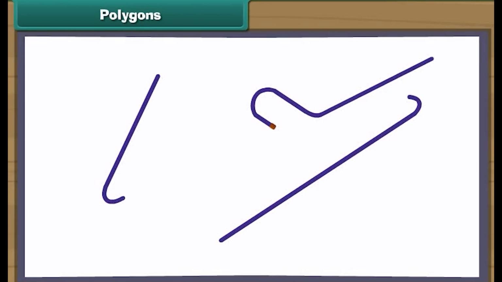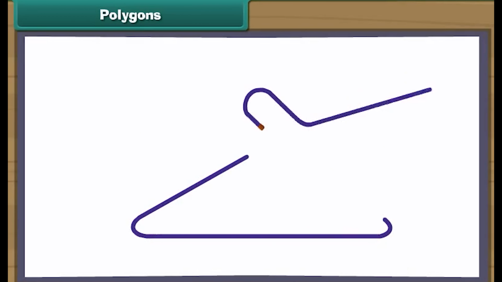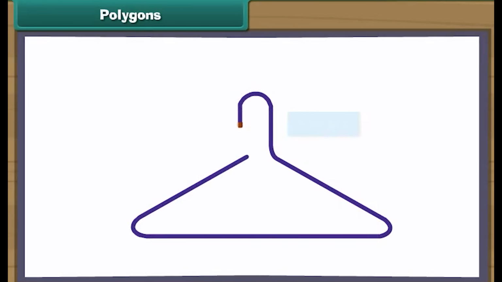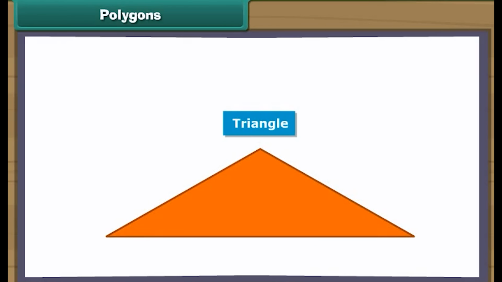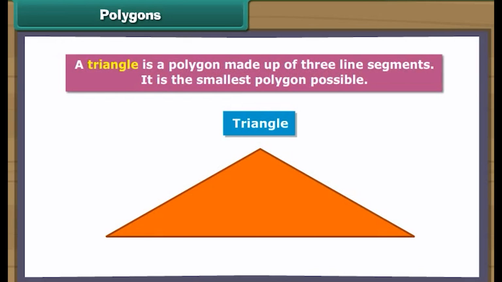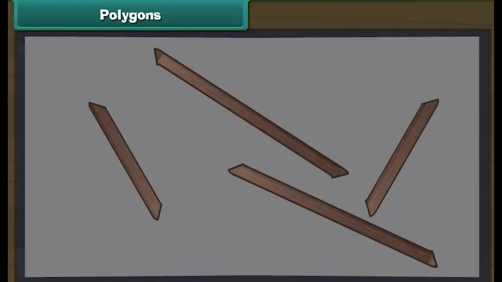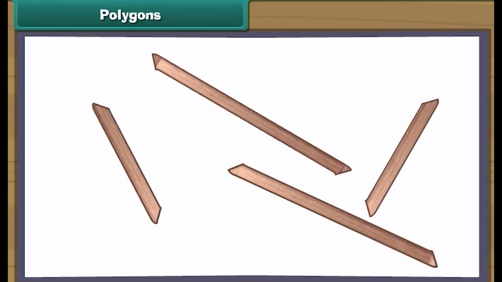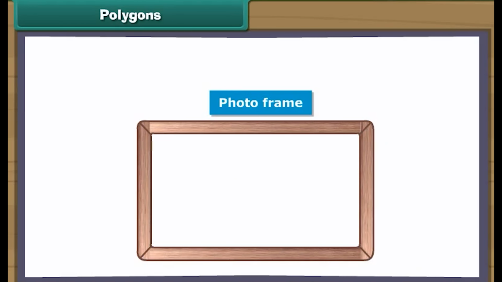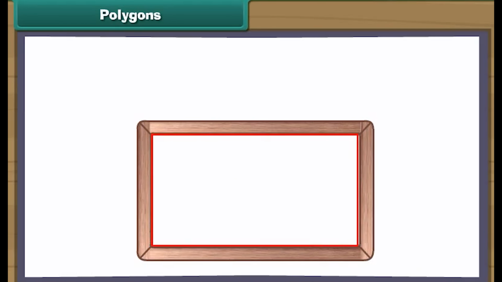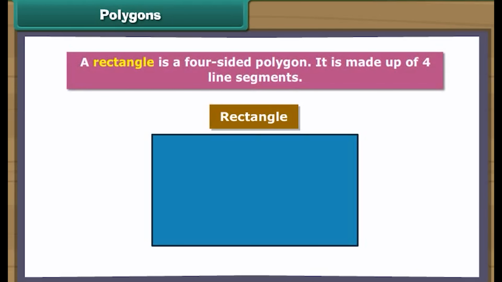We take 3 pieces of plastic and join them to form a towel hanger. We have created a triangle. A triangle is a polygon made up of 3 line segments. It is the smallest polygon possible. We use 4 pieces of carved wood to create a photo frame. We have created a rectangular photo frame. A rectangle is a 4-sided polygon. It is made up of 4 line segments.